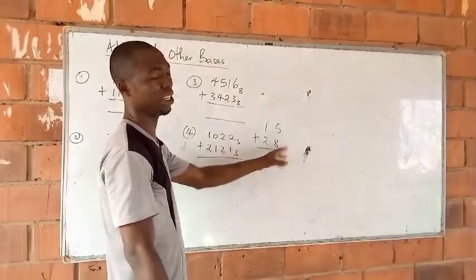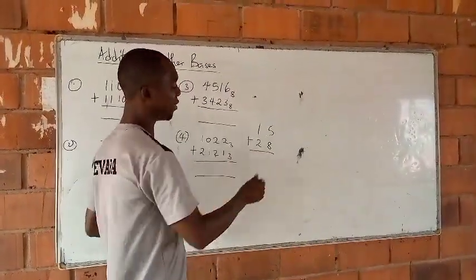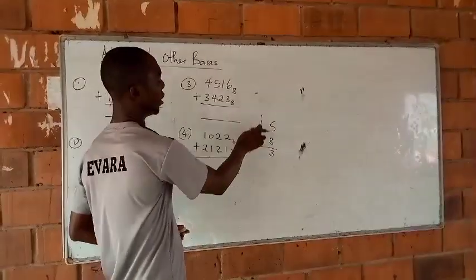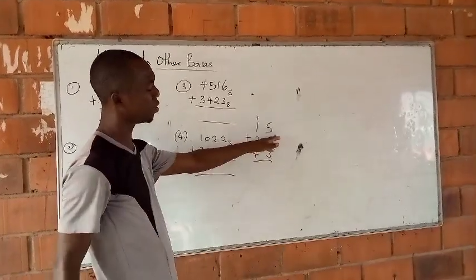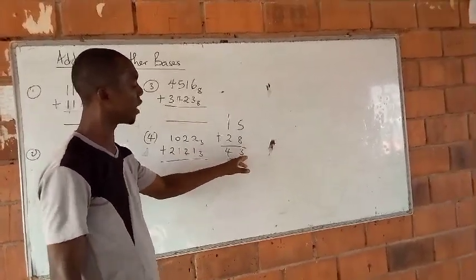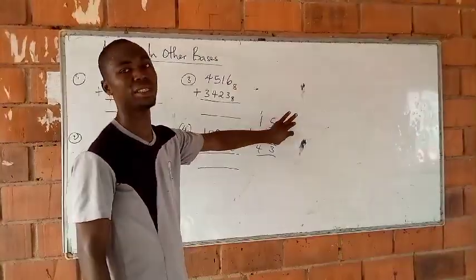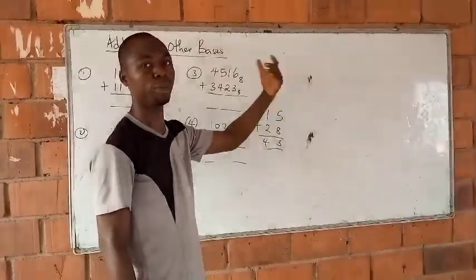we say 5 plus 8 is 13. Then we usually write 3 and carry 1. Then we now add this, we get 4. But the logic behind writing 3 and carrying 1 is because we are dealing with base 10. So there is no number that should be up to 10 when we are dealing with base 10.